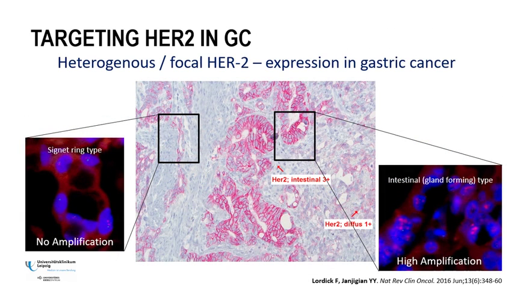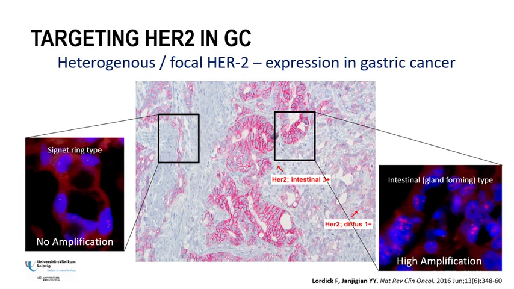To understand the results of the second-line study better, it is important to talk about heterogeneity of gastric cancer. This slide shows a typical phenomenon, heterogeneous or focal HER2 expression in one single individual tumor.